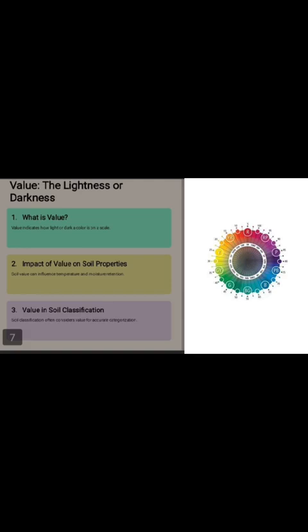Value. The lightness and the darkness. In the Munsell color system, value refers to the lightness or darkness of the color, ranging from pure black to pure white.